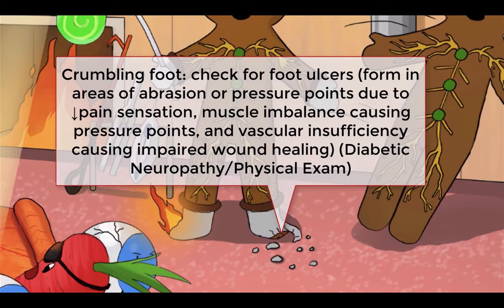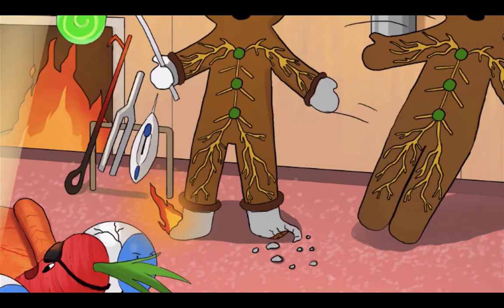Let this crumbly hole in his foot remind you to check for ulcers, which can be secondary to dermal abrasion from poorly fitting shoes, for example, or more chronic in nature, developing over weight-bearing areas. Ulcers form due to a combination of decreased pain sensation in the foot, muscle imbalance leading to distorted anatomy and pressure points, and vascular insufficiency causing impaired skin integrity and wound healing. Ulcers can become infected and even lead to osteomyelitis. Check out our foot ulcer sketch over in our Sketchy Surgery course for more details.